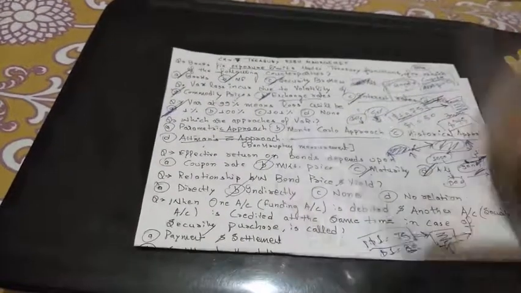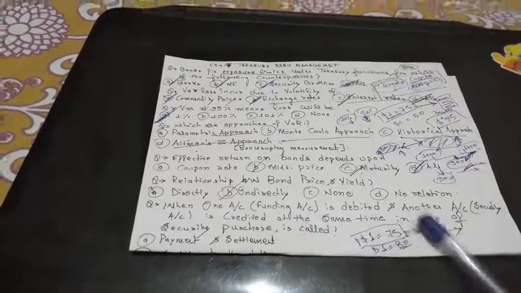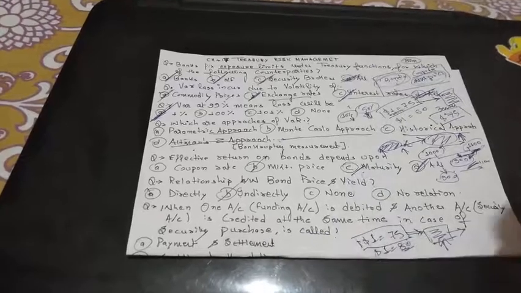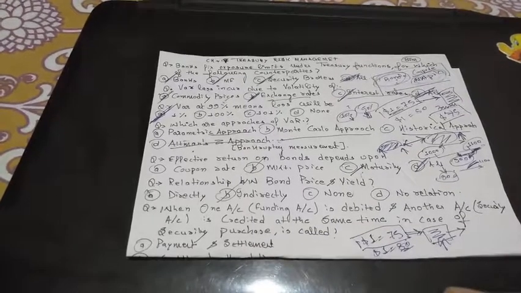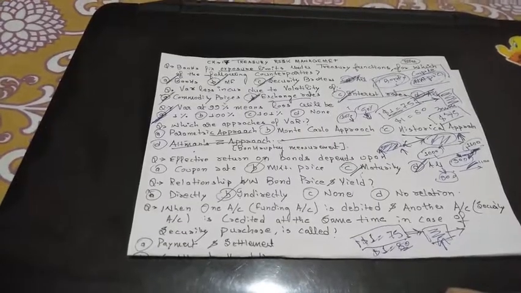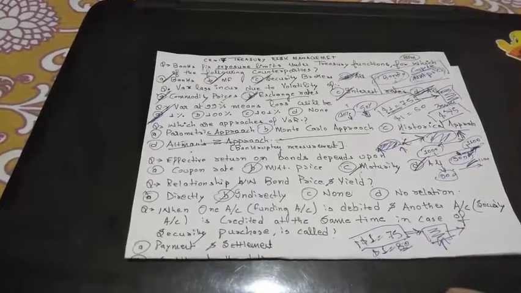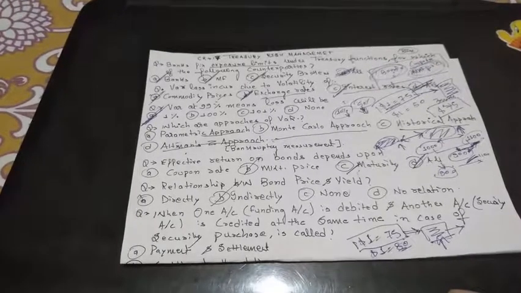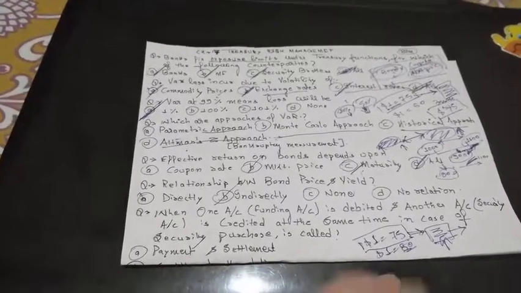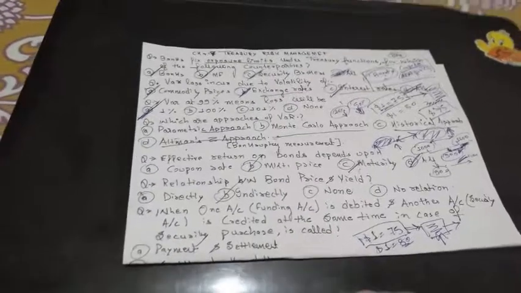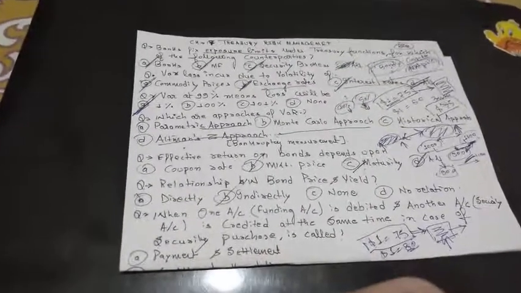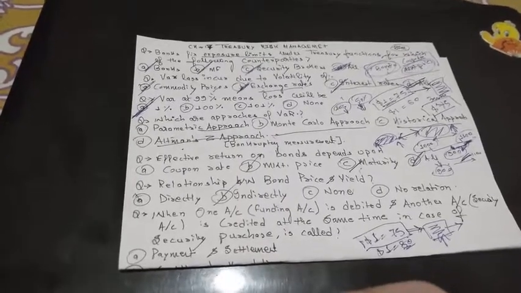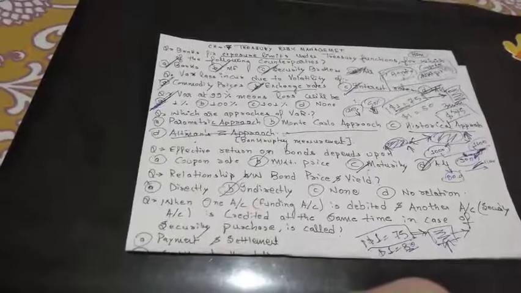Next, when one account, the funding account, is debited, and another account, the security account, is credited at the same time in case of a security purchase, it is called. For any purchase you do, like securities or any equities, even if you buy from the share market, it will deduct the amount from your account, and at the same time it will give you the securities in your securities account. There is a separate security account that is maintained by NSDL and CDSL. So you can keep your securities in that account.